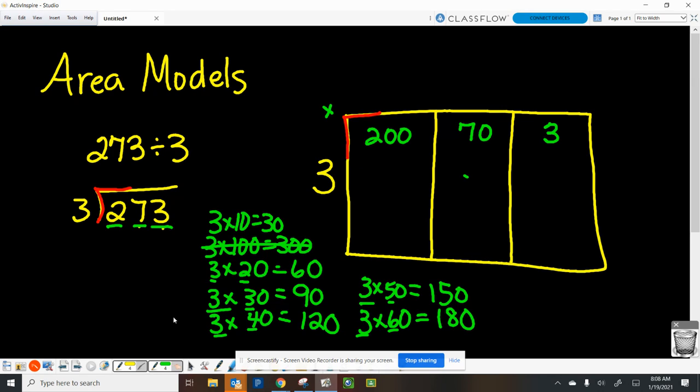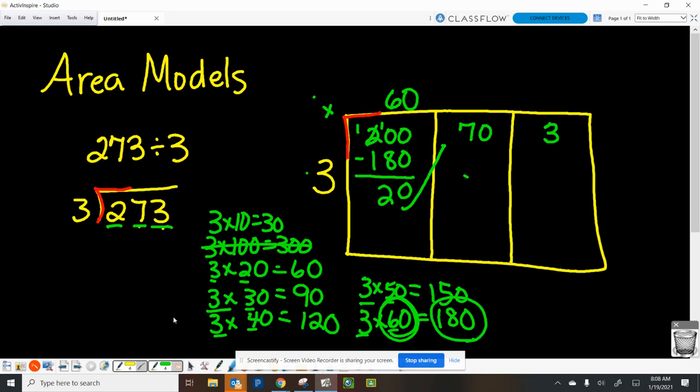Now I'm going to stop right here because I know if I did 3 times 70, that 3 times 7 is 21. So it'd be 210 and that's going to be too high. So I'm going to take this 180 and it comes up here. It's as close as I could kind of get. Now I've got to ask myself, I went 3 times what to get 180? Well, if I look down here, I went 3 times 60. Now I'm going to subtract. I have 20 left over.